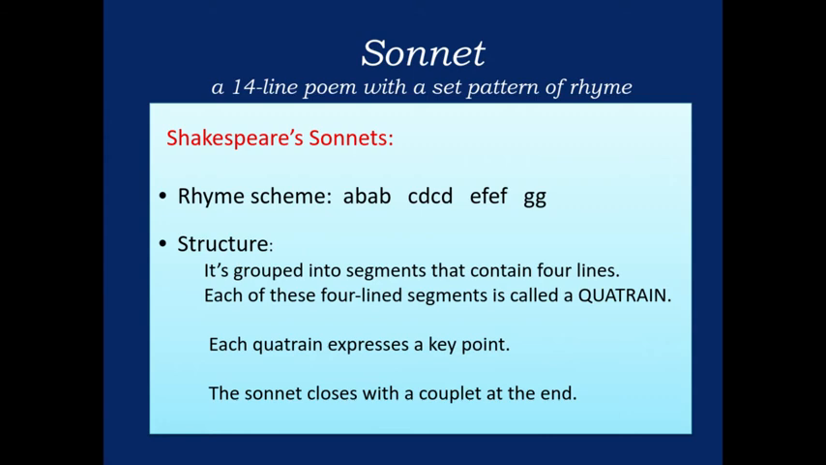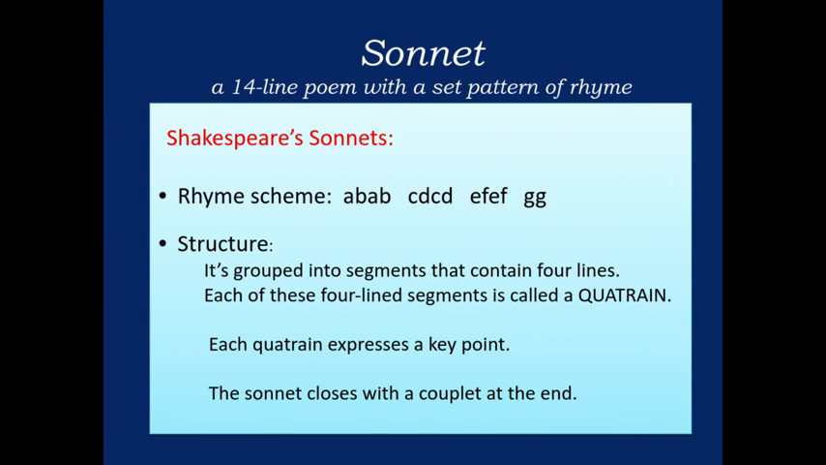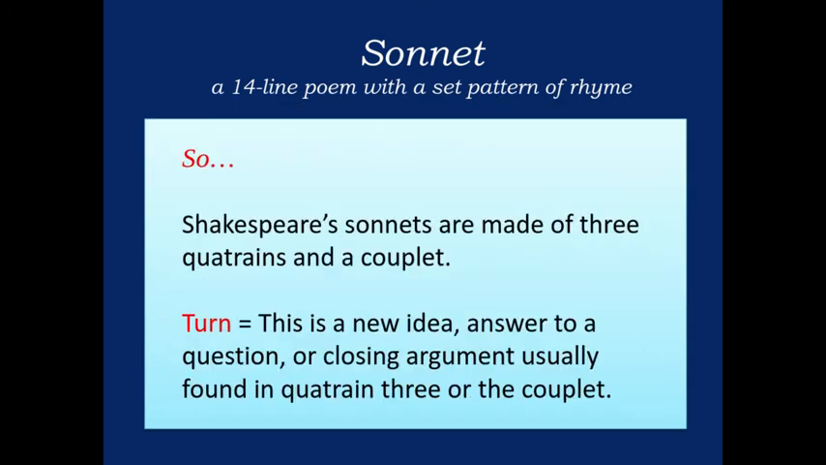Okay. So a sonnet is a 14-line poem with a set pattern of rhyme. So Shakespeare's sonnets had this type of rhyme scheme: A, B, C, D, E, F, and G, G. So basically this is the rhyme scheme for a 14-line poem, and that's a sonnet. It's grouped into sections that have 4 lines, and that's a quatrain. Okay, that means 4. And each quatrain expresses a key point. And then there's a couplet that's 2 rhyming lines at the end. So he has 3 quatrains and a couplet.